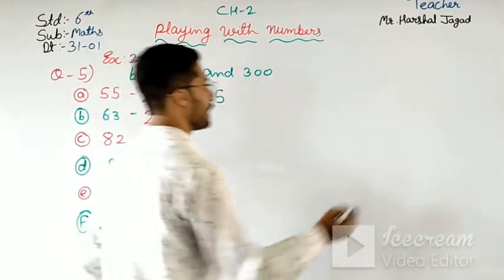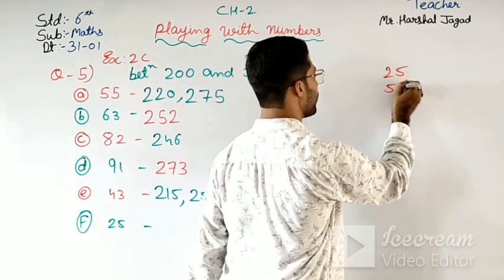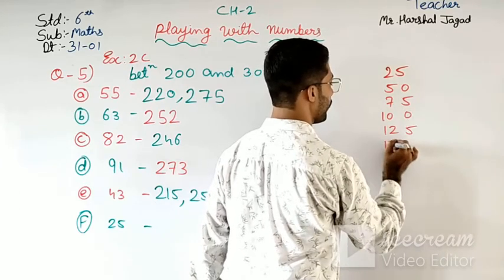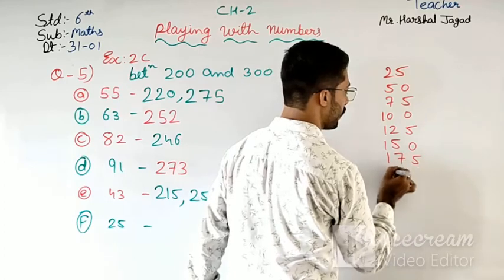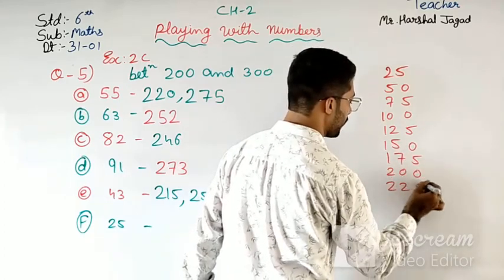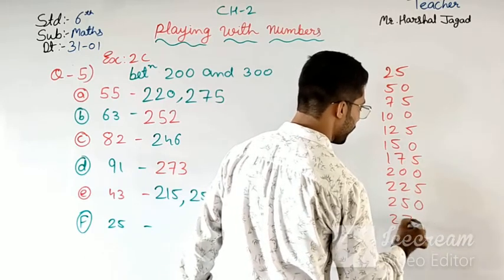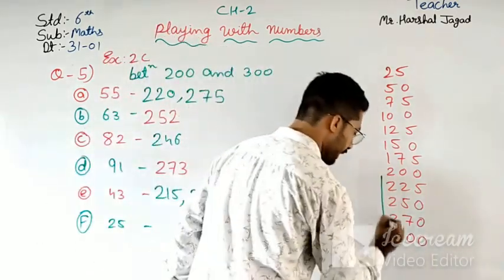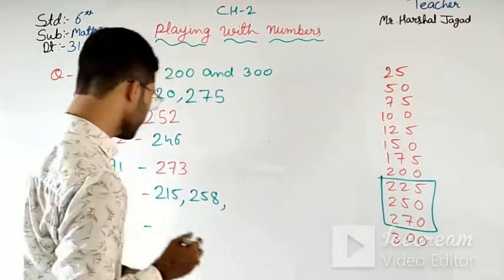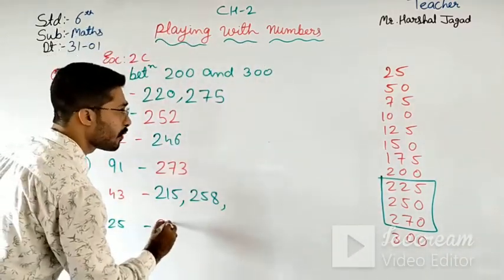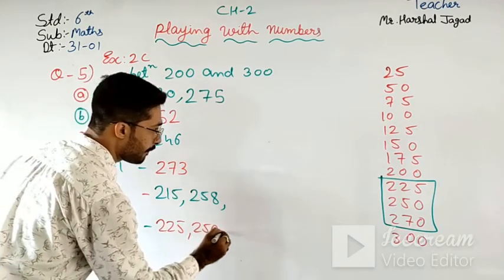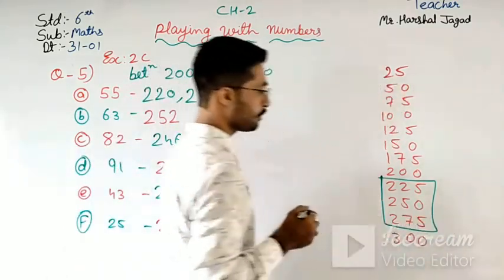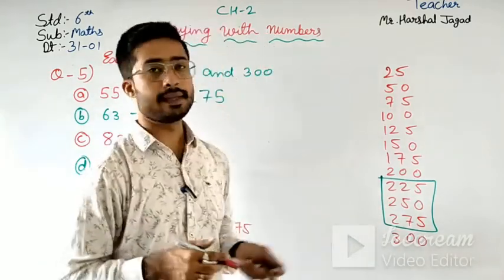Here we know the table of 25, that is 25, 50, 75, 100, 125, 150, 175, 200, 225, 250, 275, 300. So here you can see the factors which are between 300 and 200, that is this. So we will write, that is 225, 250 and 275. Okay. So please write down this, students.